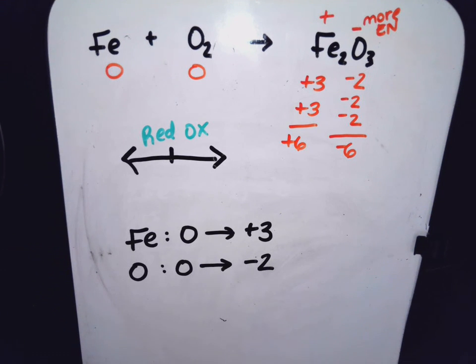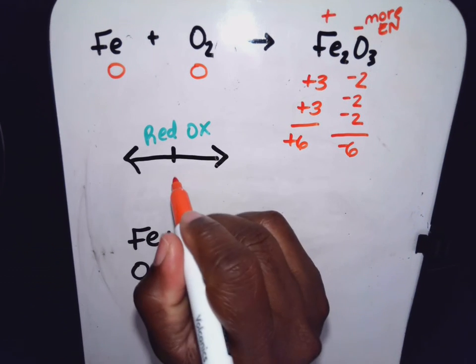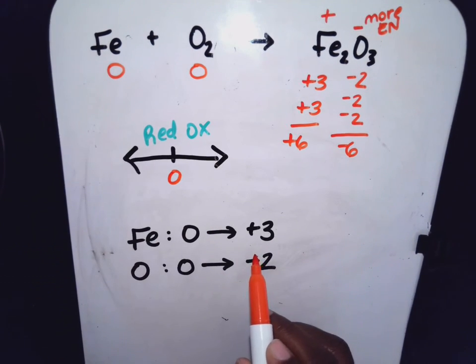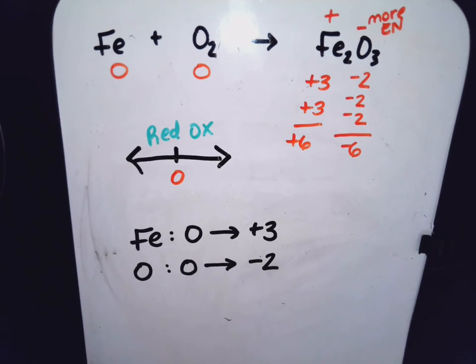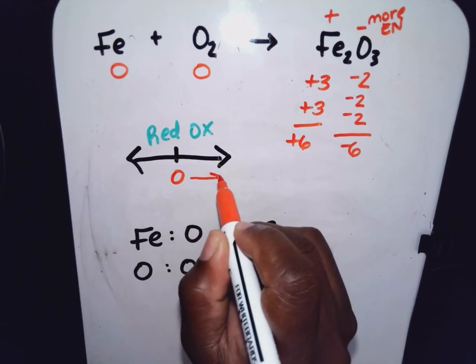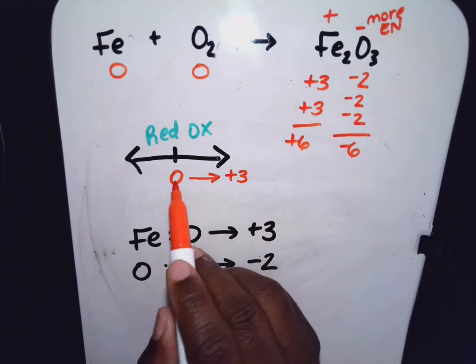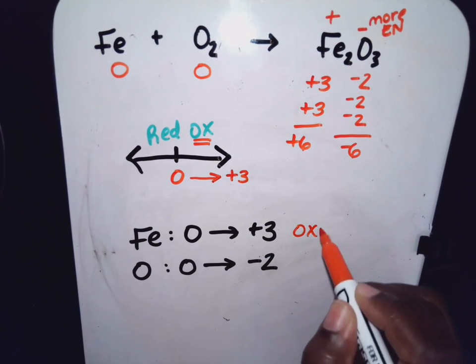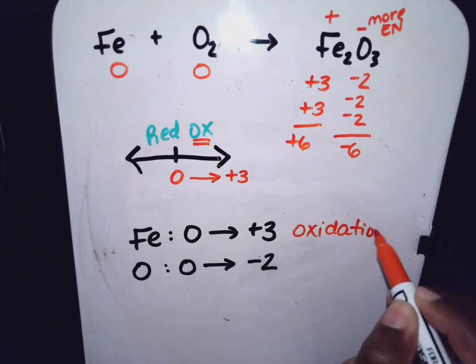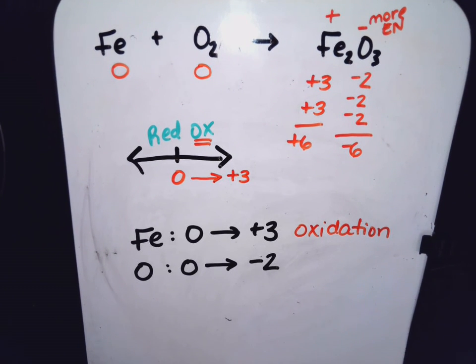If I look at the iron, the oxidation number of iron started out at 0, but then it ended up at +3. So I start at 0, and under this little tick mark I just show where I'm starting. In order to get to +3 on a number line, you would have to go to the right. Going to the right represents oxidation. So this iron underwent oxidation, or you could say it was oxidized. It lost electrons. Remember, electrons are negatively charged, so by losing negativity, it became more positive.